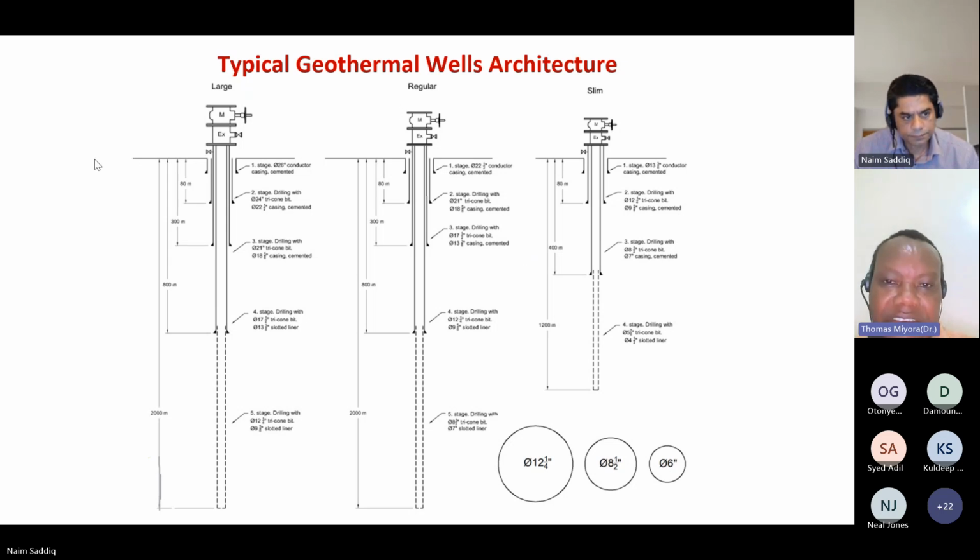The slim wells are very few, and they are usually drilled for the purpose of getting data to help make a decision whether to develop a geothermal field or not. Sometimes these slim wells are drilled, especially if we want to utilize the resource for direct use, such as brine for heating and all that, but they are not as common as the other two. Next slide, please.